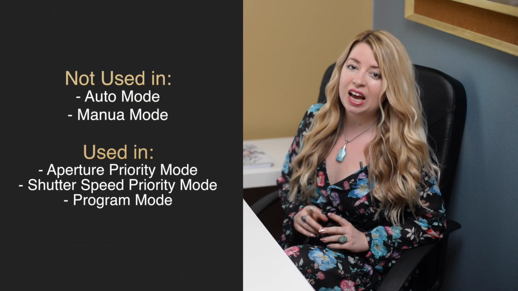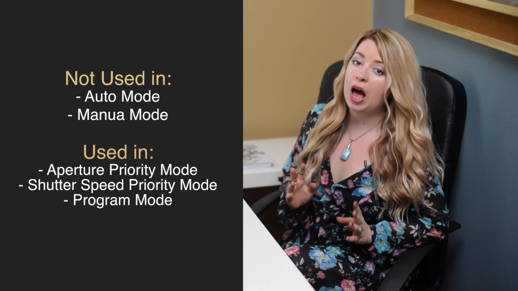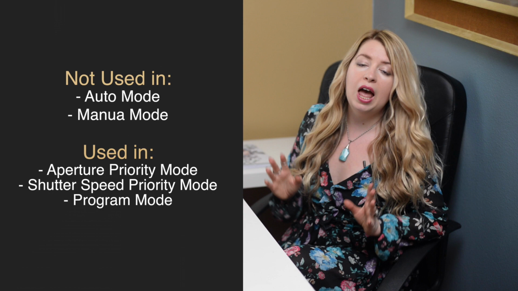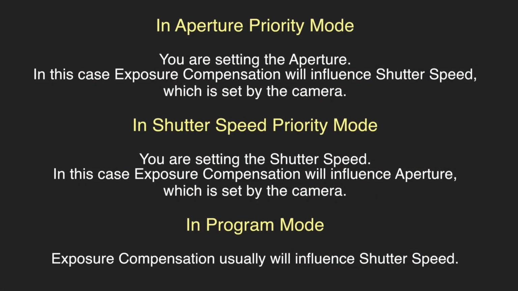Exposure compensation cannot be used in manual or auto mode. It's usually used in aperture priority, shutter speed, and program modes. In aperture priority mode, you are setting the aperture. In this case, exposure compensation will influence shutter speed, which is set by the camera. In shutter speed priority mode, you are setting shutter speed. In this case, exposure compensation will influence aperture, which is set by the camera. And finally, in program mode, exposure compensation usually will influence shutter speed.